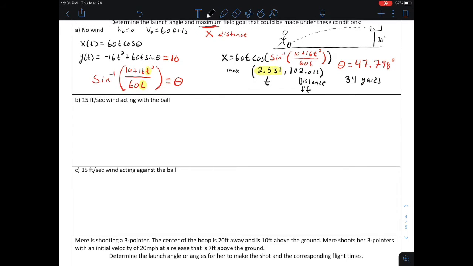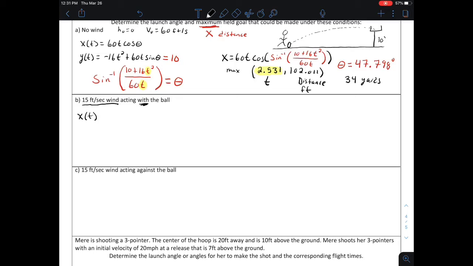Now we want to add the effect of wind. So we have a 15 feet per second wind that's acting with the ball. The wind is going to act only along the horizontal, so I have to rewrite my horizontal equation.